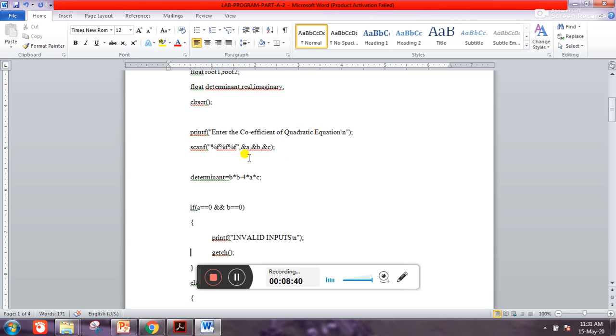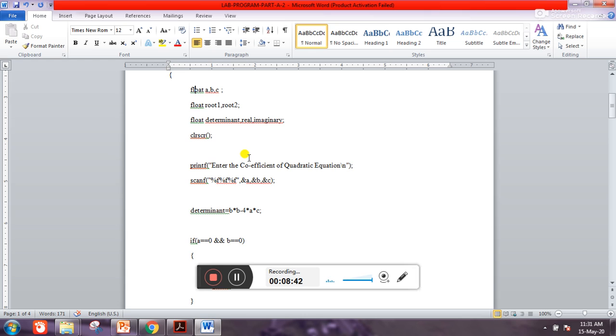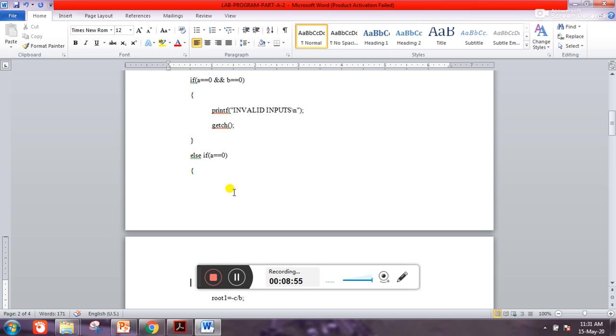scanf with %f. Why I declare %f in scanf: I declared the variables using the float data type. So scanf("%f %f %f", &a, &b, &c). You first need to accept these 3 inputs, and then after accepting them, next you are going to check.